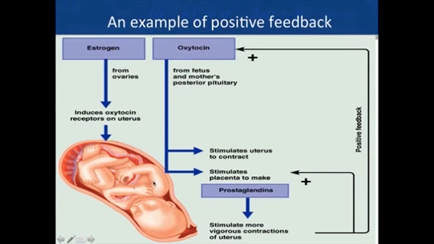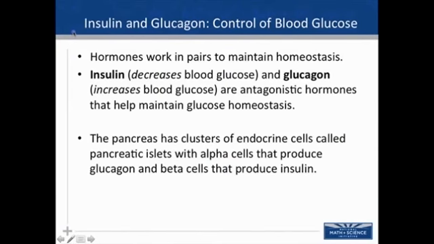And so that's a classic positive feedback example that we see. Let me take your thoughts back now to negative feedback. We're going to look at an example where two hormones, insulin and glucagon, work together as a tandem pair to maintain blood glucose levels. This pair of hormones work together to keep our levels homeostatic.